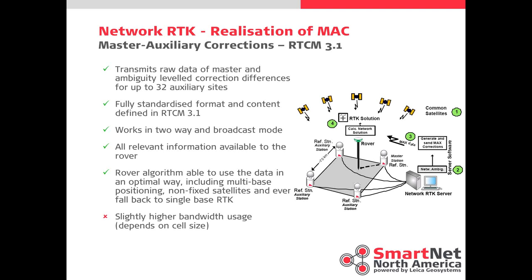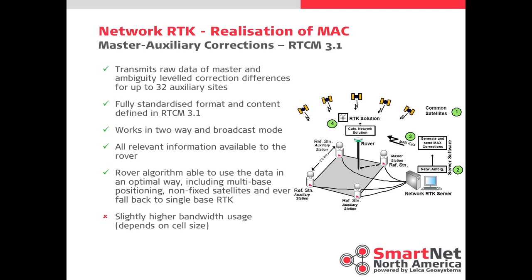The network can then say, okay, this master and these X number of auxiliary stations best approximate the error in your area. It sends a full complement of corrections from the master station. It sends the differencing information from the auxiliary stations, and then the rover can use that data to compute the ionospheric, tropospheric, and satellite orbital models necessary for its location.